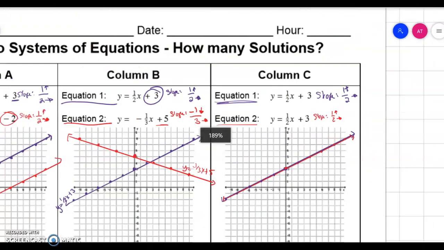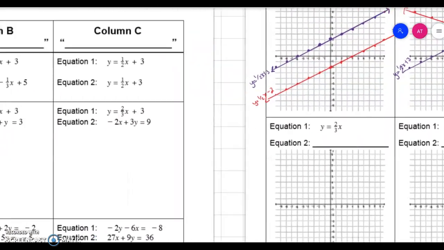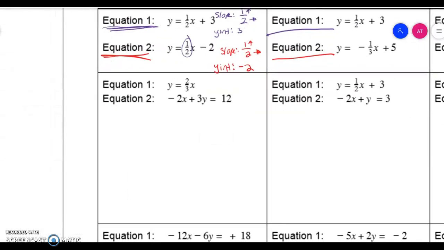Well, let's try a few more. Let's try column A again, equation 1 and 2. But let's look back over here. We can see that our first equation is ready to go. It's ready to be graphed. It's in y equals mx plus b form. Boom, perfect, awesome.